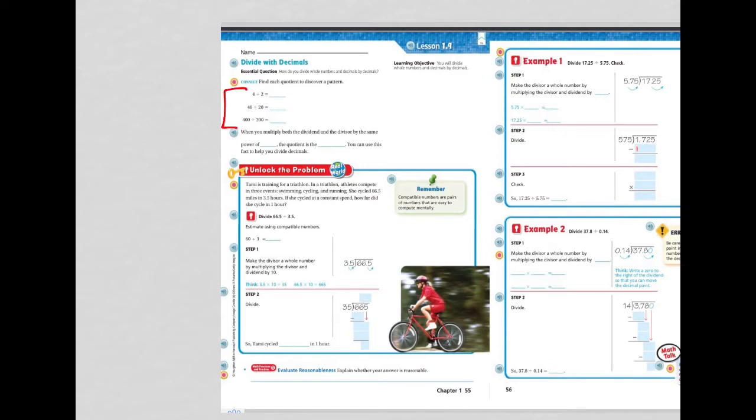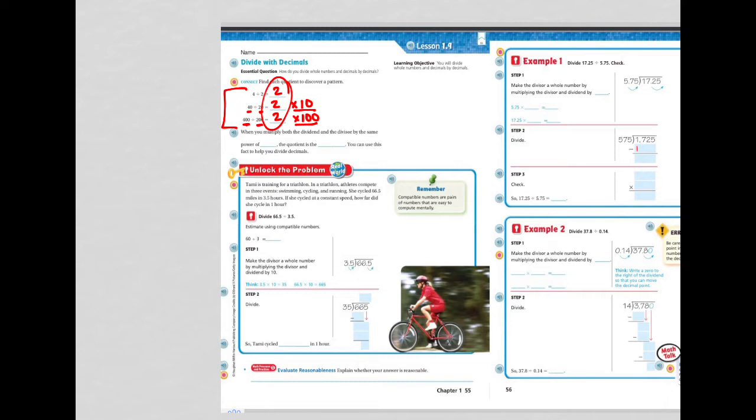We have 4 divided by 2 is 2. If you look at this, 40 divided by 20 is also 2. And 400 divided by 200 is also 2. The only difference here is we just multiplied both things by 10 to get a 0 after each of them. And this one we multiplied both terms by 100 to get 2 zeros after them. We get the same answer when we work that out. We just have a different number of zeros at the end. So when we look at this first problem, unlock the problem, we're going to see how we can use that.